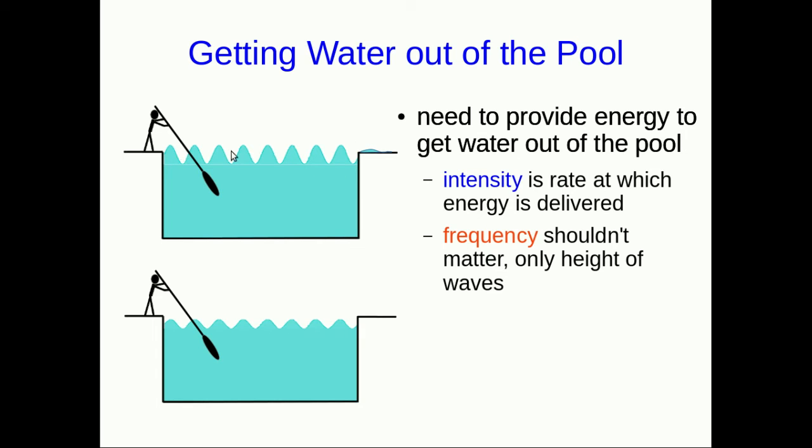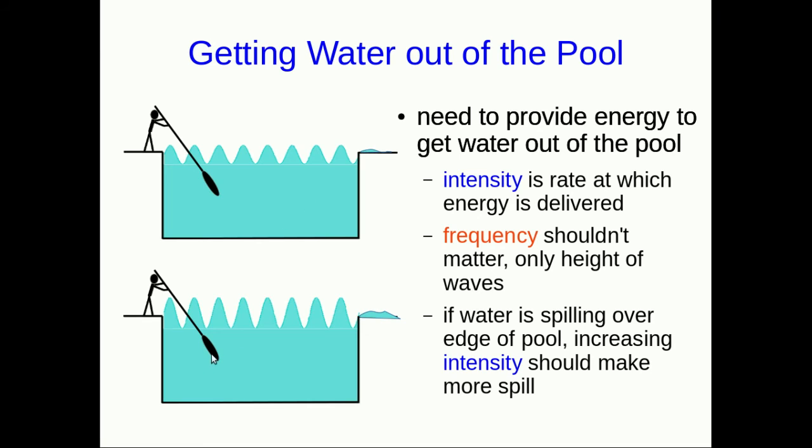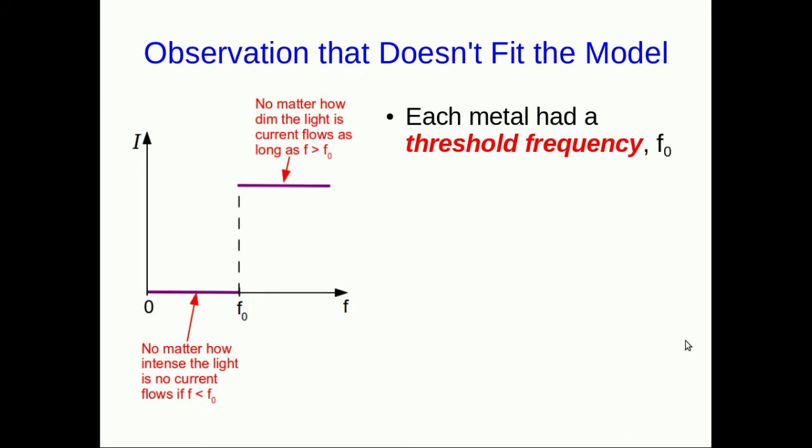And if you've made them tall enough to splash out, if you make them taller, then more should splash out. In other words, if water is spilling out, you increase the intensity and you should make more spill. Well, that we should put a big check mark on, because that's what was observed with the photoelectric effect. If you were observing electrons being emitted, if you increased the intensity of the light, you would get more electrons emitted.